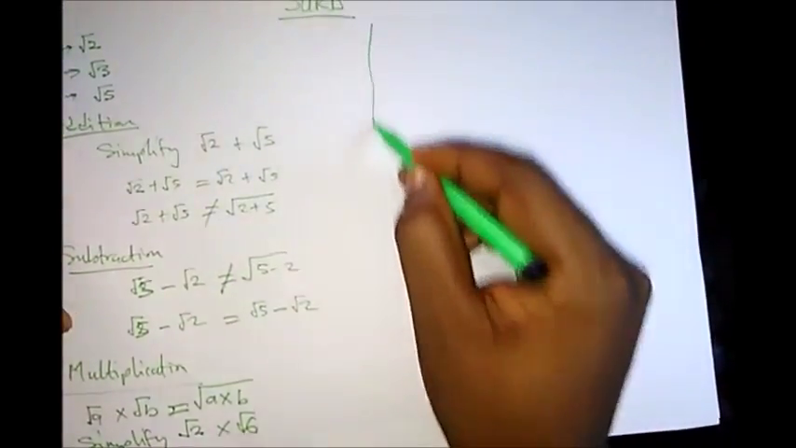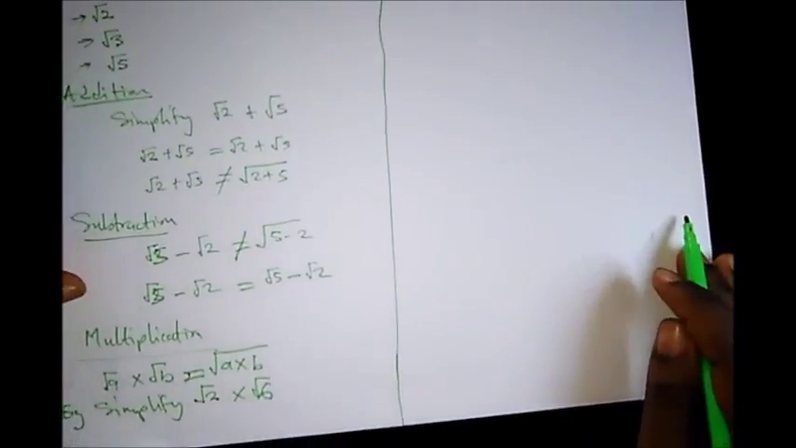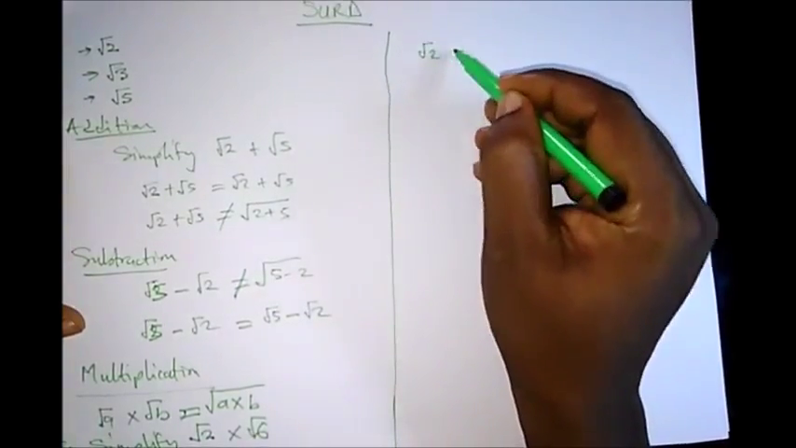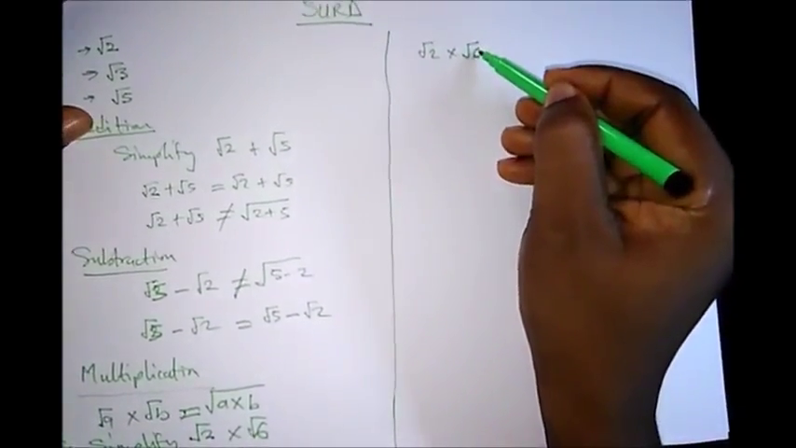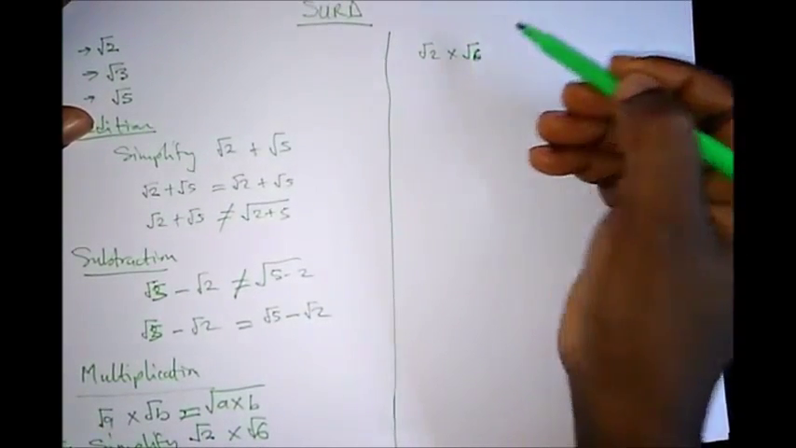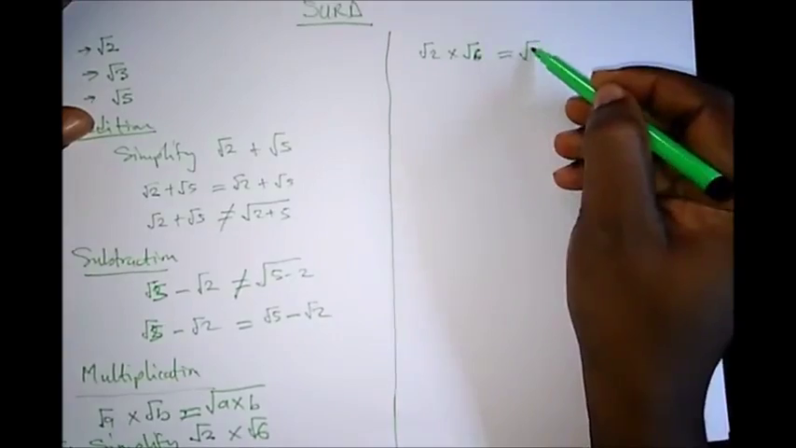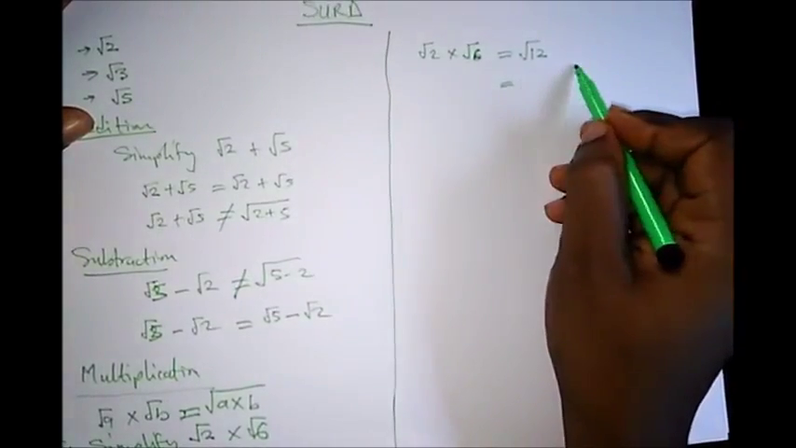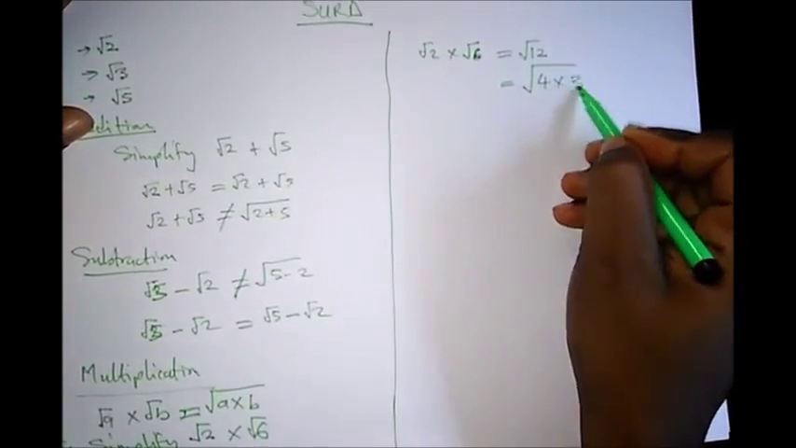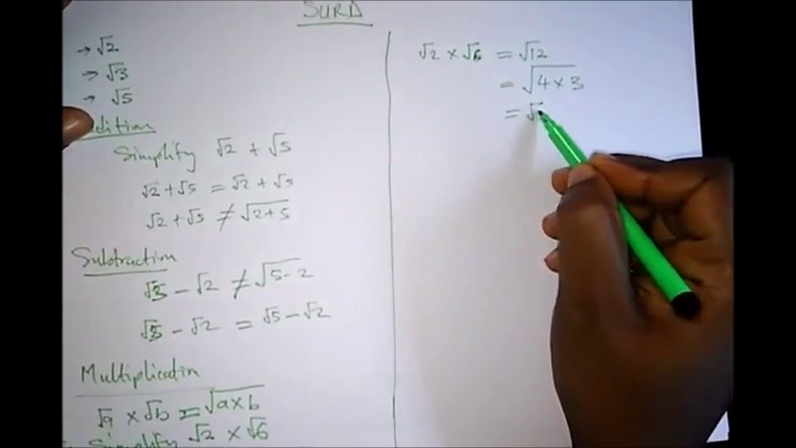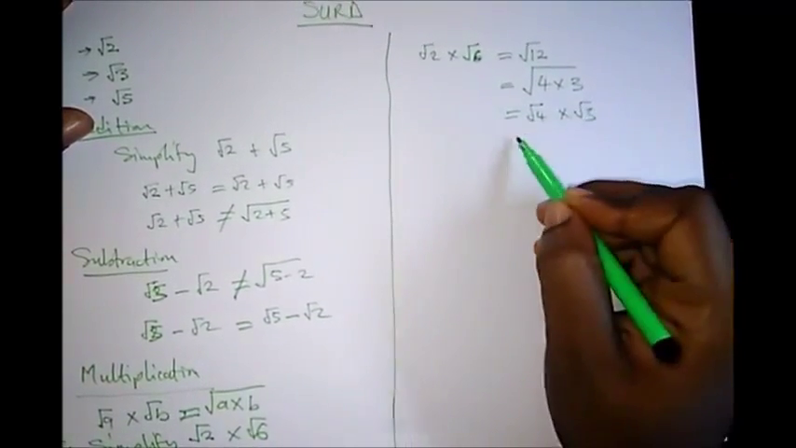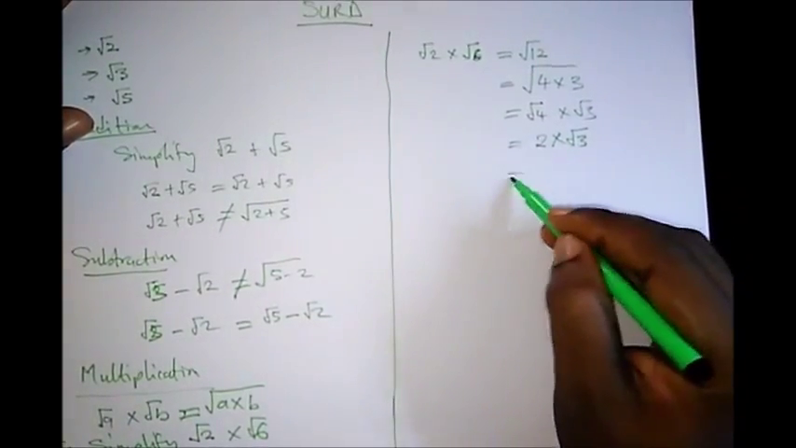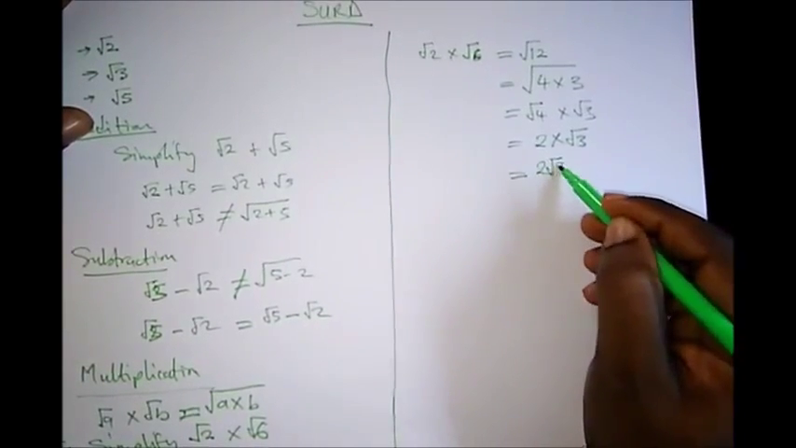From here, we have root 2 multiplied by root 6 will be equal to root 12. This can be further broken down into 4 multiplied by 3, where we'd have root 4 multiplied by root 3. And what is the root of 4? It is 2, multiplied by root 3. And our final answer would be 2 root 3.